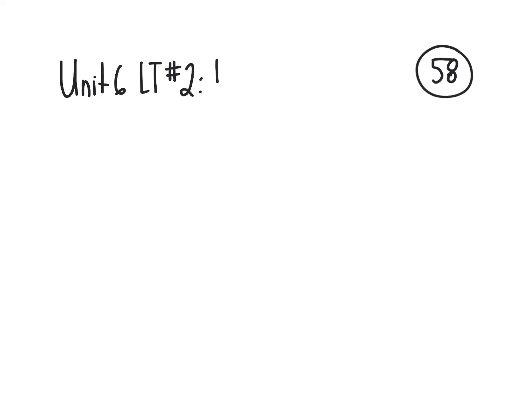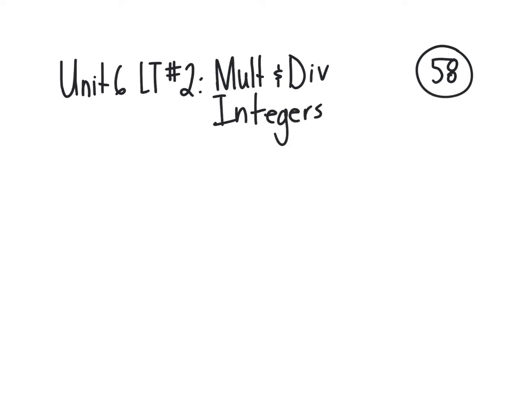So at the top of your paper on page 58, we're going to write Unit 6, Learning Target number 2, and it's multiply and divide integers. Make sure you have this title written at the top. Very, very important, just so that we keep everything nice and organized.